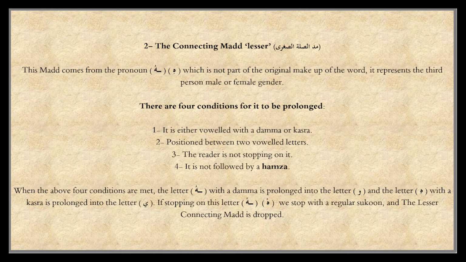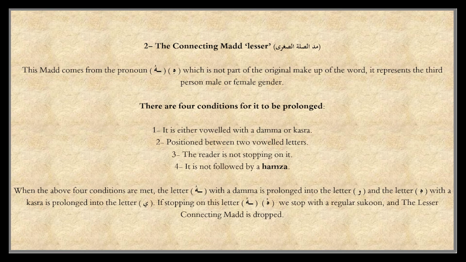The second type of mad is the connecting mad lesser. This mad comes out from the pronoun ha, which is not part of the original makeup of the word. It represents the third person, male or female gender.